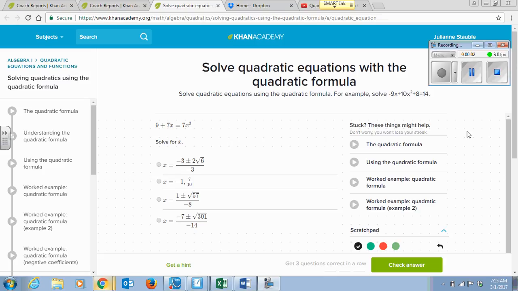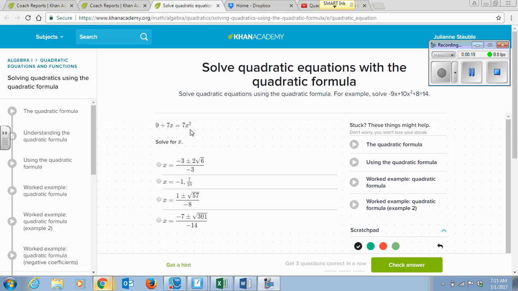All right, so today you're going to be solving quadratic equations with the quadratic formula in Khan Academy. So this is the same thing that we did on page 9 and 10, I believe, in your packet. So to start, remember this needs to be set up with everything on the left and equal to 0.